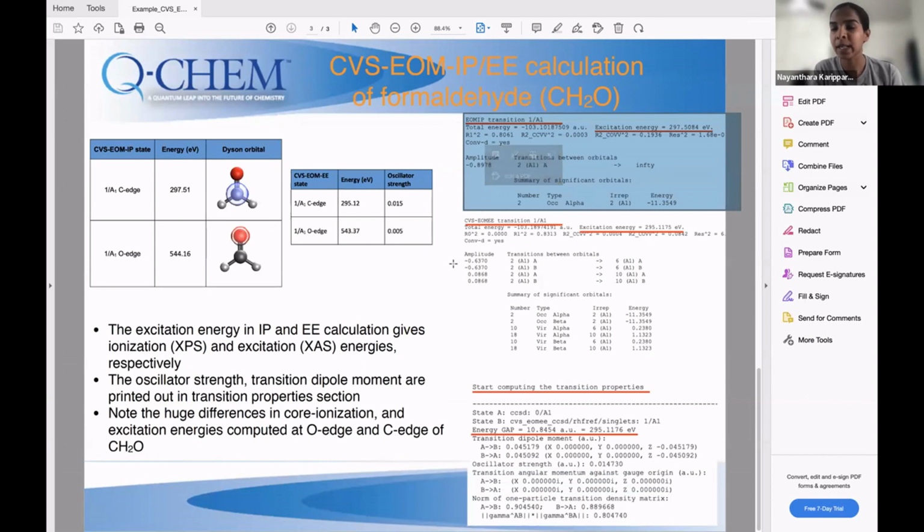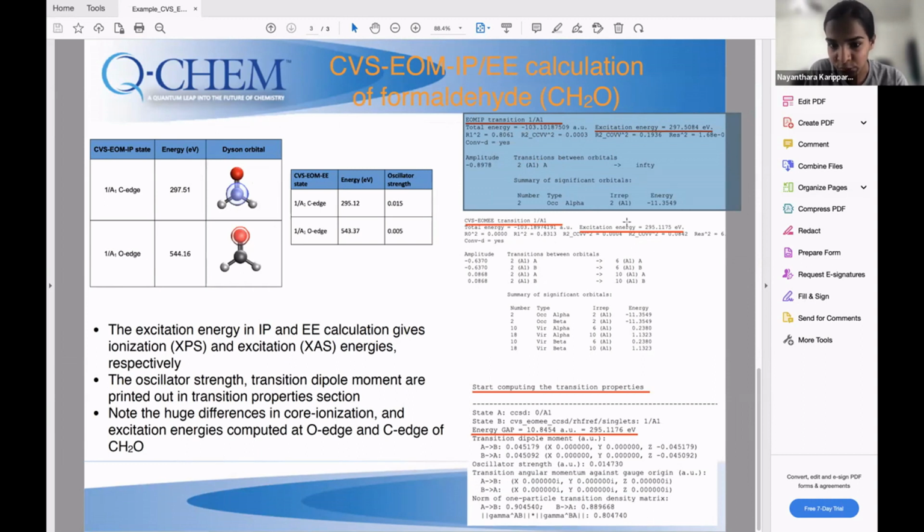Yeah, so I'm analyzing the CVS-EOM-IP and EE outputs here. The first one is how you analyze the CVS-IP. Here you can get the excitation energy at the carbon edge and also the orbital involved in this transition. From the Dyson orbital, we can see that it is a carbon s orbital where the core ionization is happening. Similarly, in CVS-EOM-EE, you can get the excitation energy and also the configurations or the orbitals involved in this excitation.